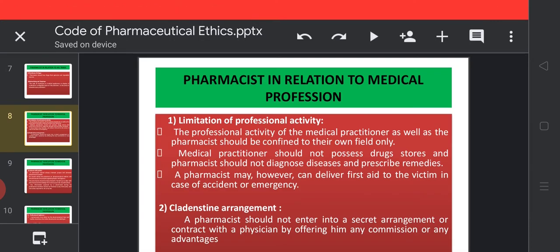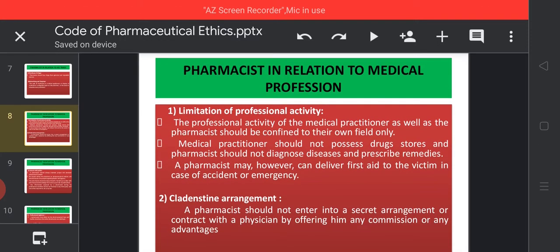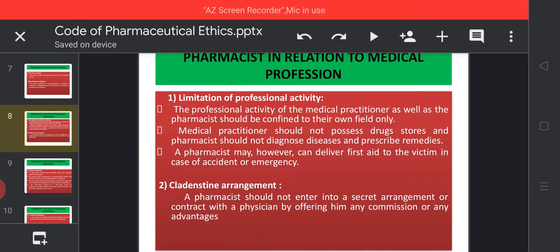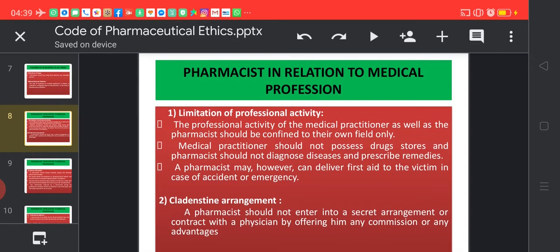मीन्स एज ए फार्मासिस्ट वी शुड कन्फाइन toward our own roles and responsibilities towards the general public, towards the customers, towards the healthcare. We have to deal with that profession. Medical practitioners should not possess drug stores and pharmacists should not diagnose disease and prescribe remedies. ये बेसिक ऑब्जेक्टिव्स होना चाहिए टू हिज प्रोफेशंस.